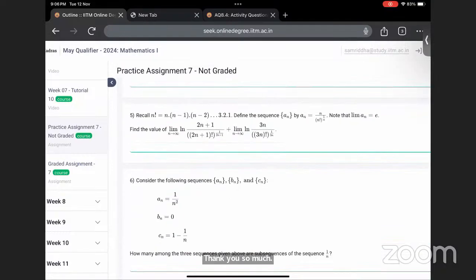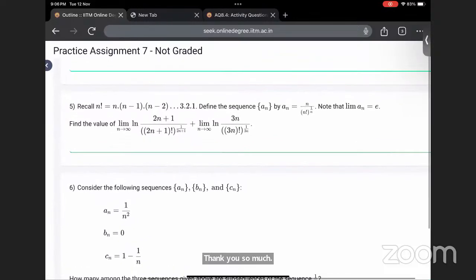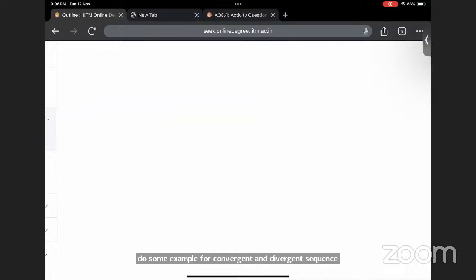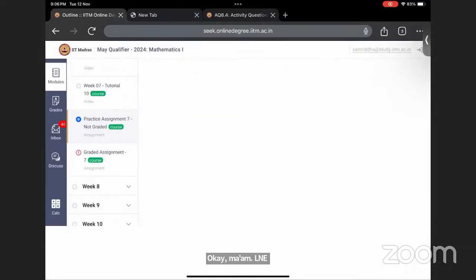Also, just earlier, someone was asking to do some example for convergent and divergent sequences, like ln e plus sequence. Okay, ma'am. ln e plus ln e, that will convert to e in the limit, 1 plus 1 will be 2. Yes, you just have to apply the limit of n.